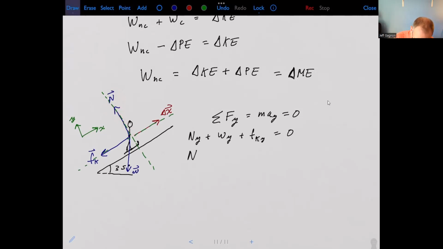Now, what about the weight? Well, the weight's a little more complicated here, right? I need to find the components. I want the y component of the weight. So if I project this onto the y-axis, I want this component. This is W_y. And the angle it makes right here is also 35 degrees. And this one is going to be W_x.